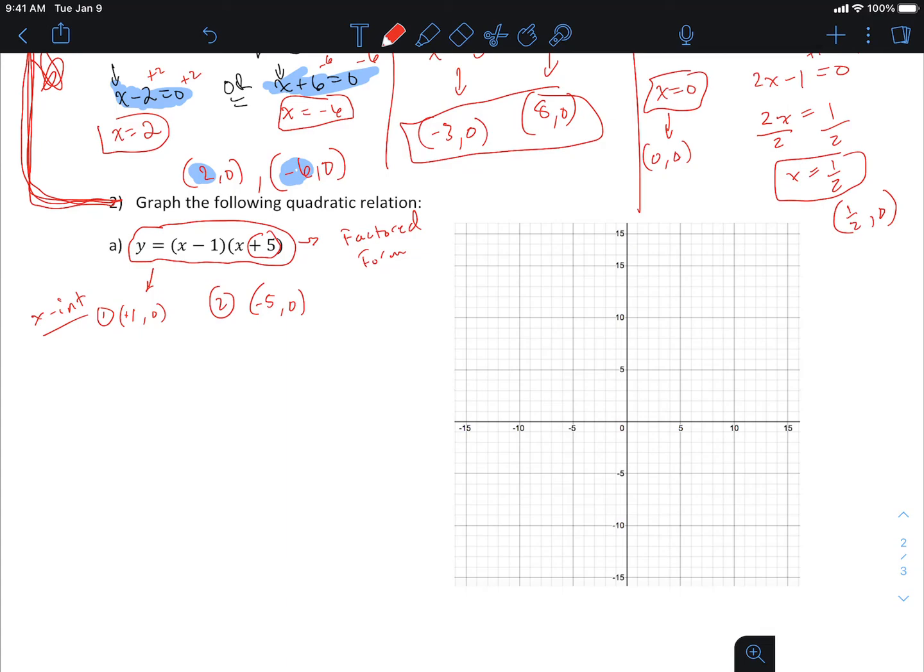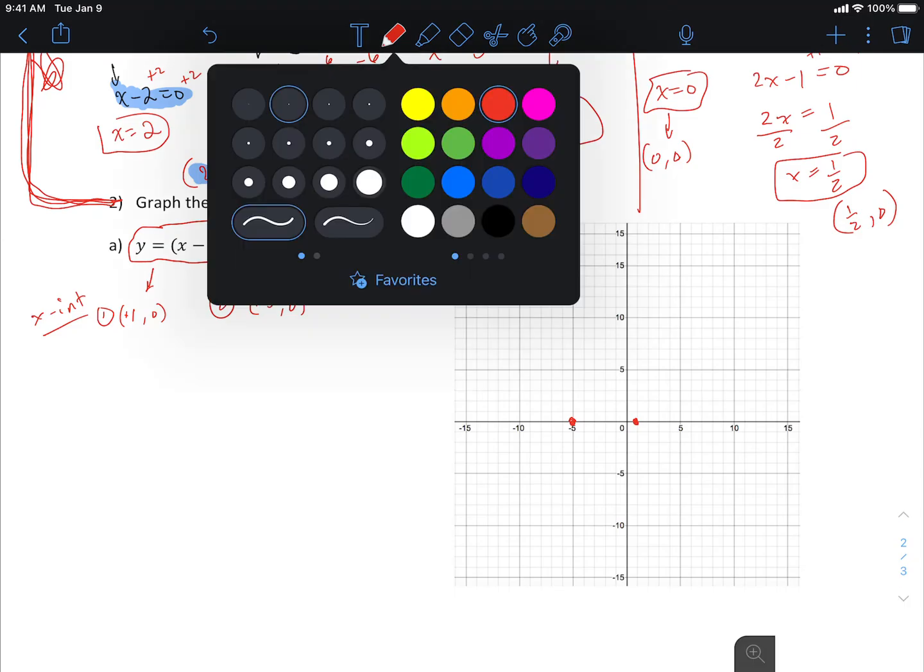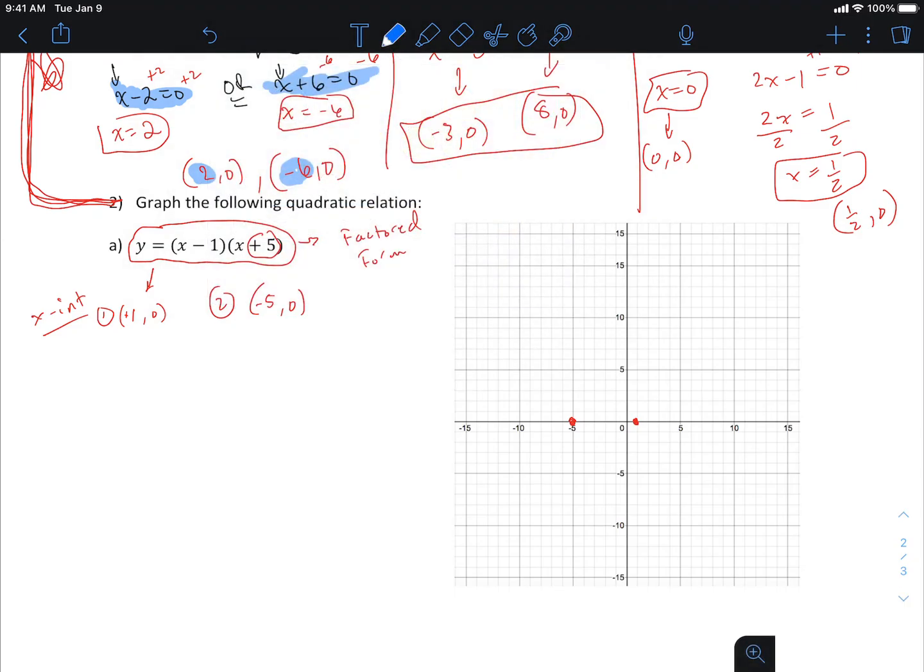I would say typically you would need 3 points to be able to produce this graph. You have 2 right now. So let's go plot these points: 1, 0, there's the first one, and -5, 0, there's the second one. At this point, you have a really good idea as to where the parabola is, but you don't know something.